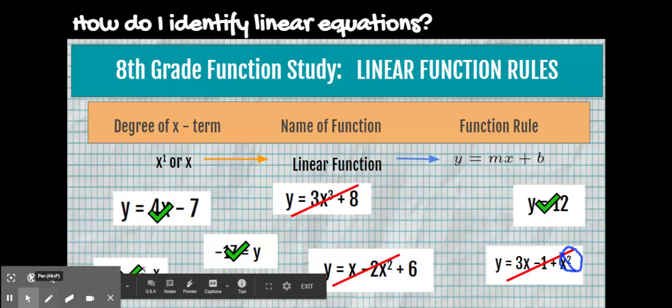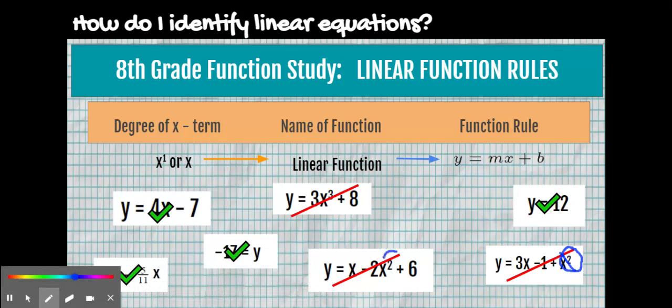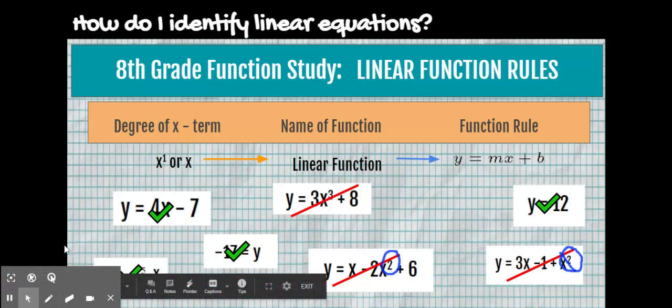Hopefully you said no. This is not part of the family. It has an x squared, therefore it's part of the quadratic family, not a member of the linear family. One more.